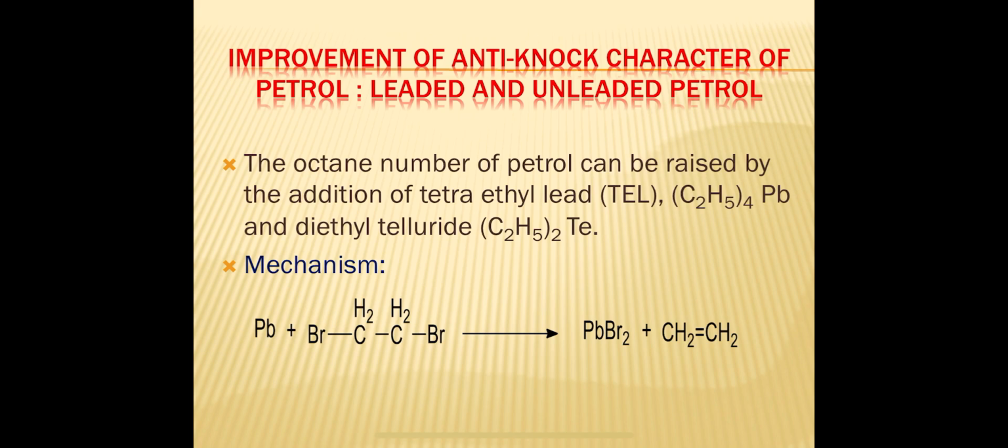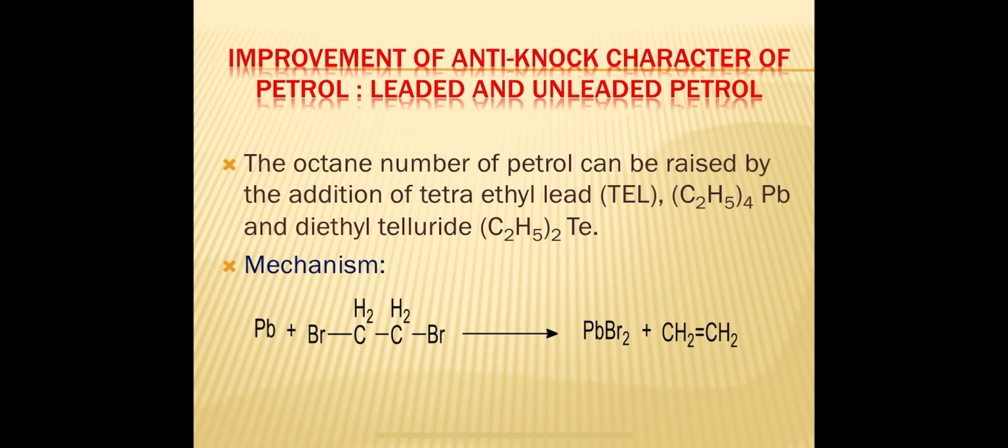The octane number of petrol can be raised. If we raise the octane number, what does it mean? The percentage of isooctane is increasing, since isooctane we have kept as 100. If we add certain chemicals, the percentage of isooctane effectively increases. So what are those chemicals? One is tetraethyl lead, which we also call TEL, and another one is diethyl telluride. These are the two chemicals which we can use to raise the octane number of petrol.